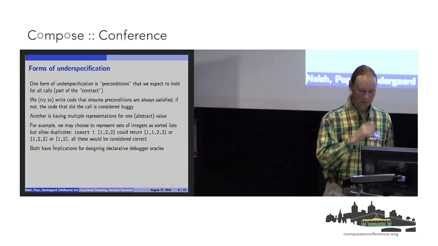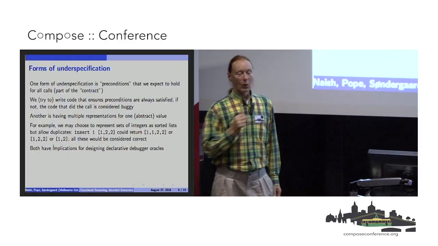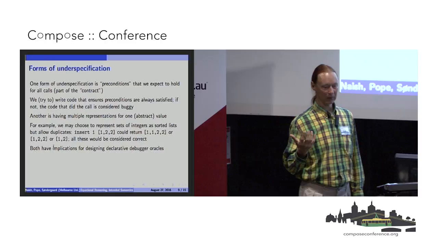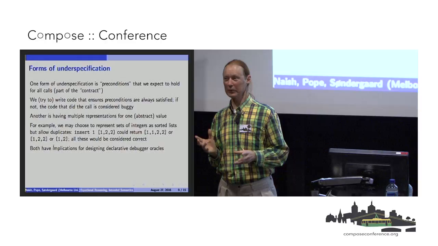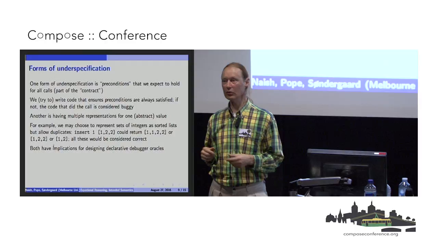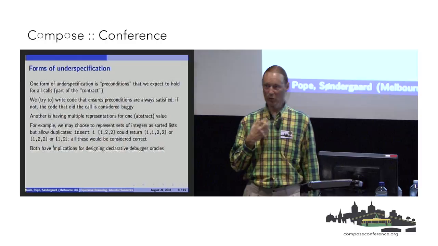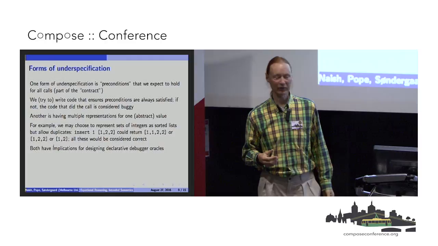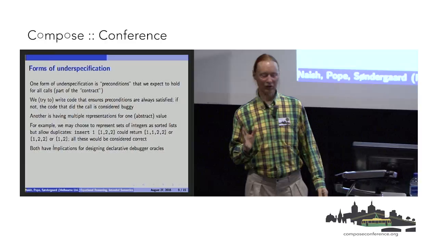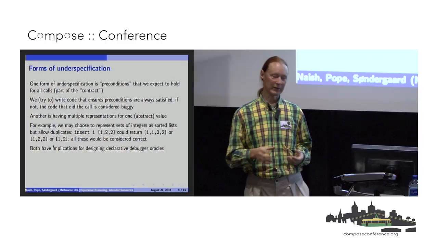But there are other forms of underspecification as well. For example, we can have some sort of abstract value where there are multiple ways of representing it: more than one concrete Haskell value which represents the same thing. For example, if we have sets represented as sorted lists but maybe allow duplicates, then there are multiple representations for the same set. If we call insert of 1 on the list 1, 2, 2, we might just tack the one on the front, or we might remove the duplicate at the front, or we could scan the whole list and remove all the duplicates. The answers are all the same set in some sense, but they're different values. So all these different forms of underspecification have implications for how we design declarative debugger oracles. The first one up here has been done, the second one actually hasn't, at least in the debuggers that I know of.